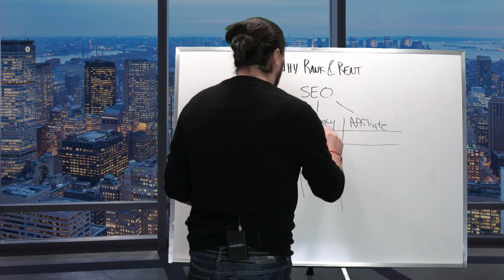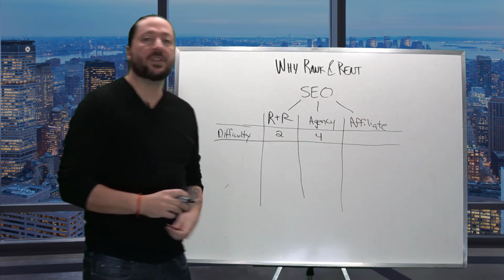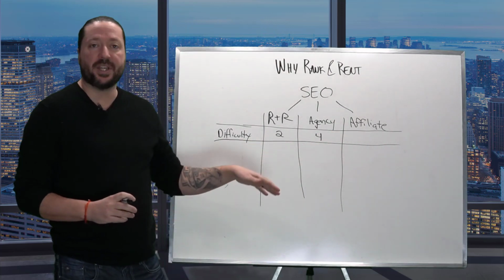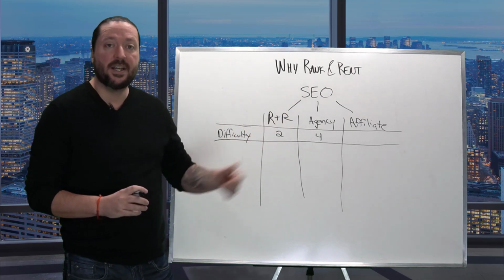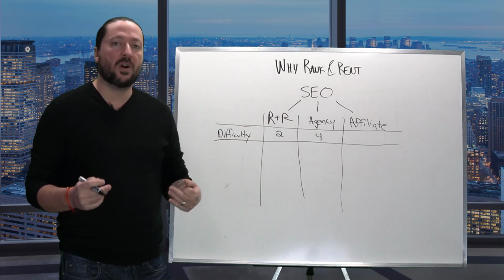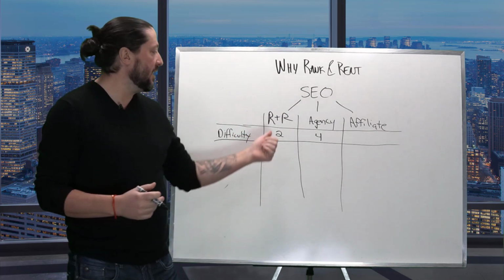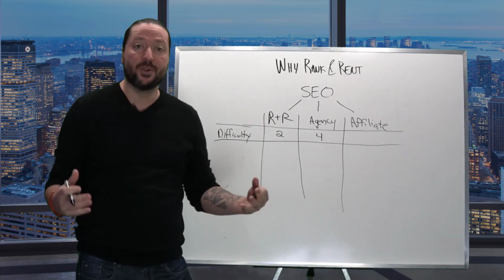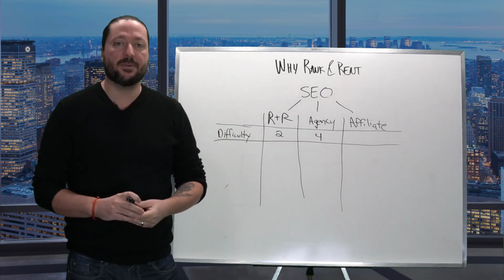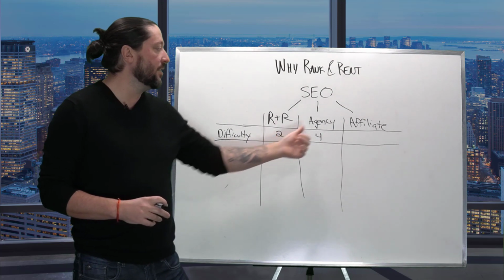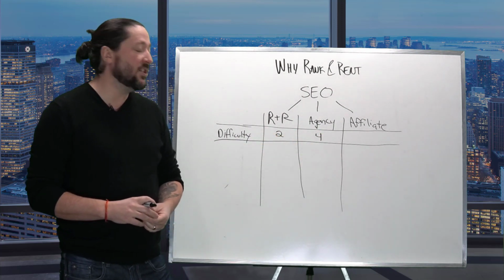So an agency is more like a 4 on the difficulty level. It can be a 2, it can be a 6. It really depends overall on the clients that you're signing. But because Rank and Rent is up to you, you're the one that gets to decide the niche and the keyword that you're going after. It's a lot easier than if you were in an agency.